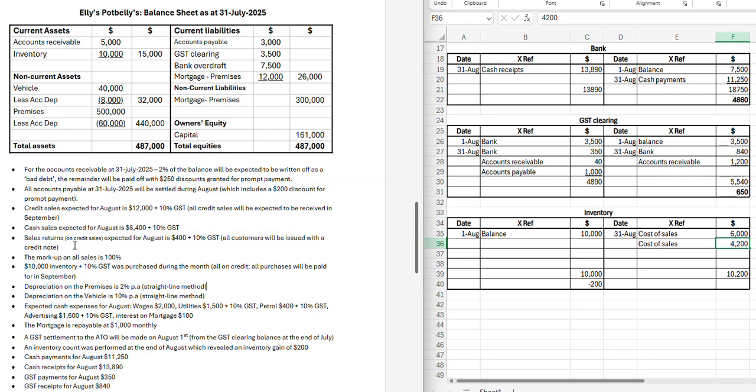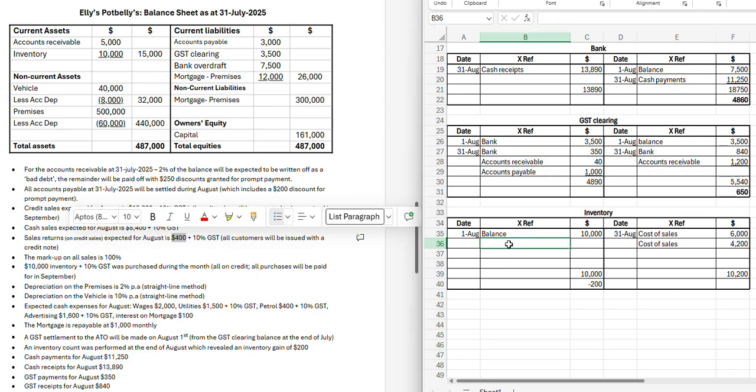Don't forget the sales returns. There's a cost price effect on that with 100% markup. So the sales returns were 400. Half of that is 200. That inventory is coming back into the business. We're presuming we can resell it. So inventory going up means we've got a debit entry. Cost of sales, which will reduce these two figures when you're trying to work out your GP in your income statement.